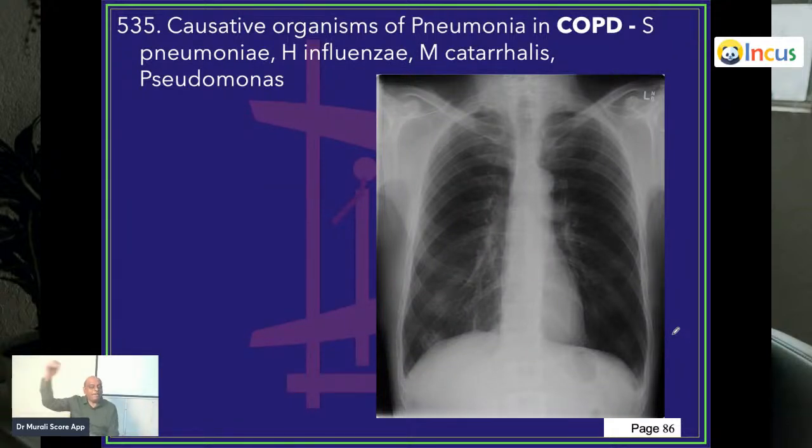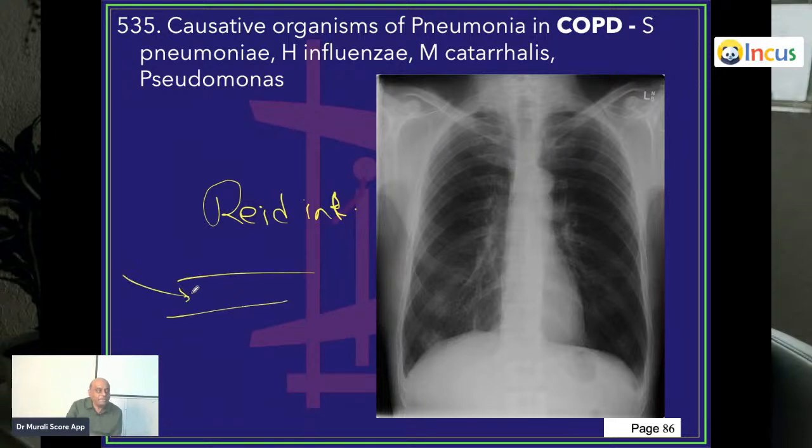Then COPD patients. The other day we studied a lot about what is Reid index. You remember? It is the ratio between the mucosal layer to the entire width of the tracheal bronchial wall. So that is Reid index. You remember, right? Very good.